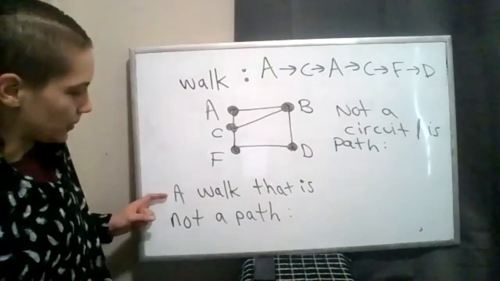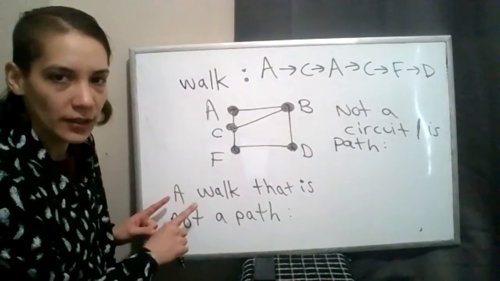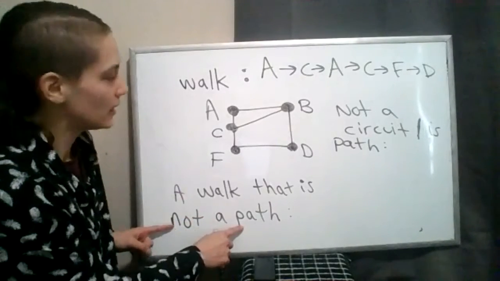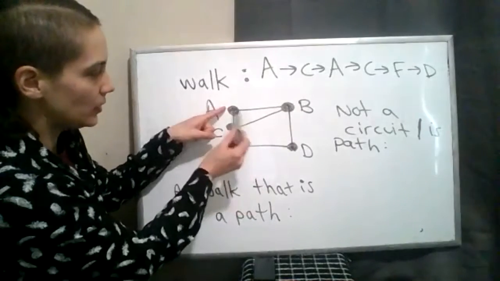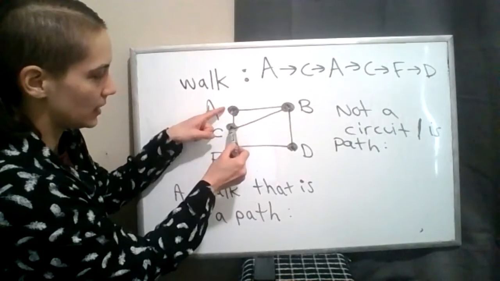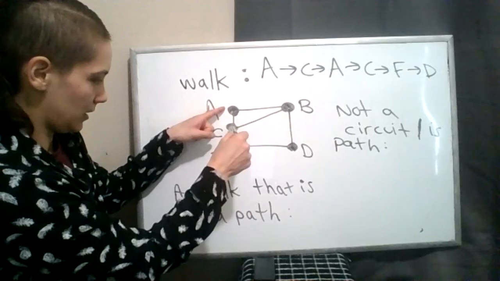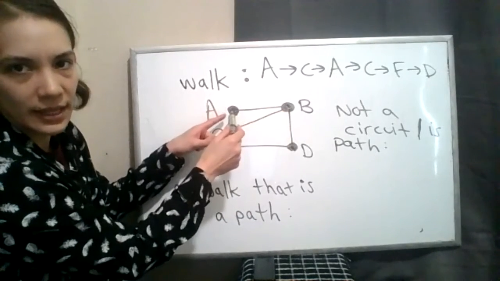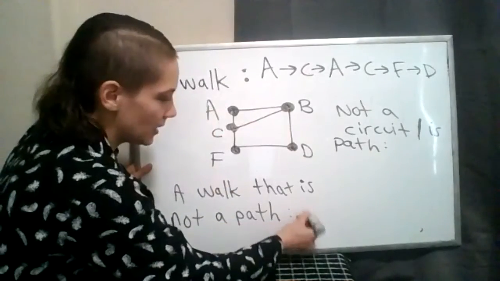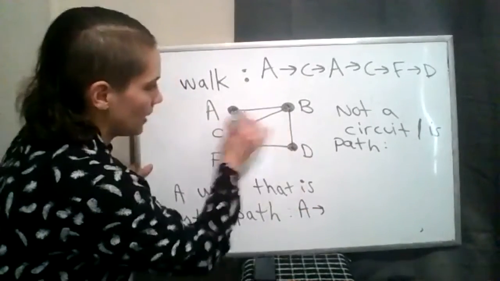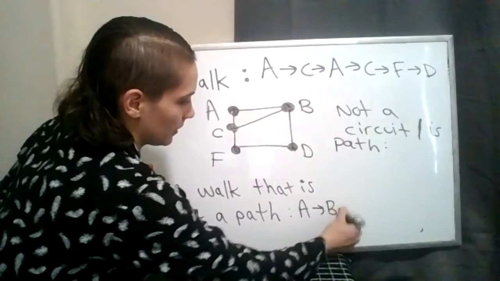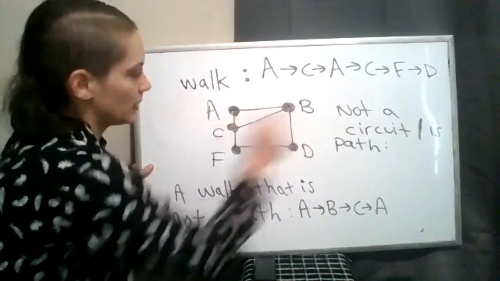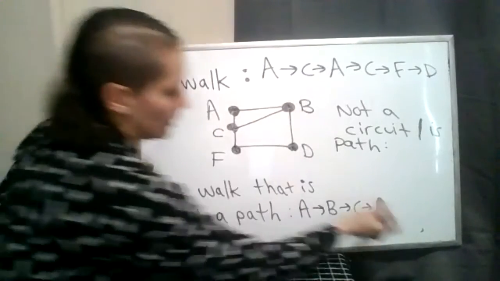Okay, let's do this one. It's a walk, so it can reuse edges. And I want to reuse edges, that way it won't be a path. So we're going to travel around. Let's do A, B, C, A. So we can start where we end, like was mentioned before, but it's still not going to be a circuit. A, B, C, A. And we're going to go B, C, A again.